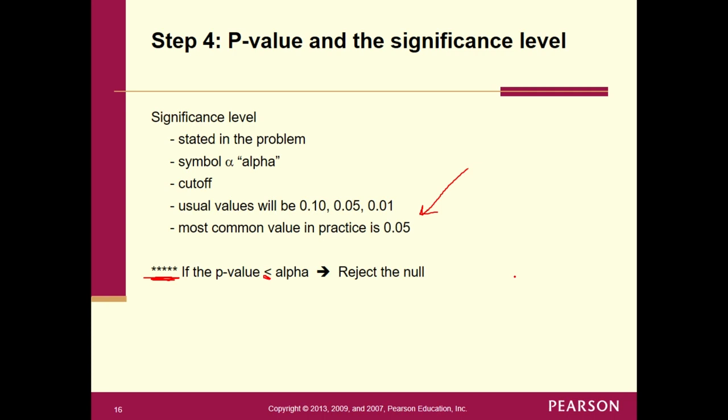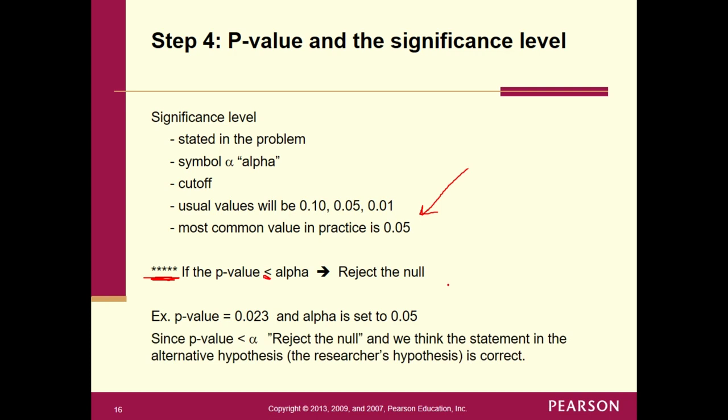Meaning the p-value is what? Small. How small? Less than or equal to alpha. Reject the null. So for example, if the p-value is equal to 0.032 and alpha was set to 0.05, what would we do here? We would reject the null. We think the statement in the alternative, the researcher's hypothesis, is correct.